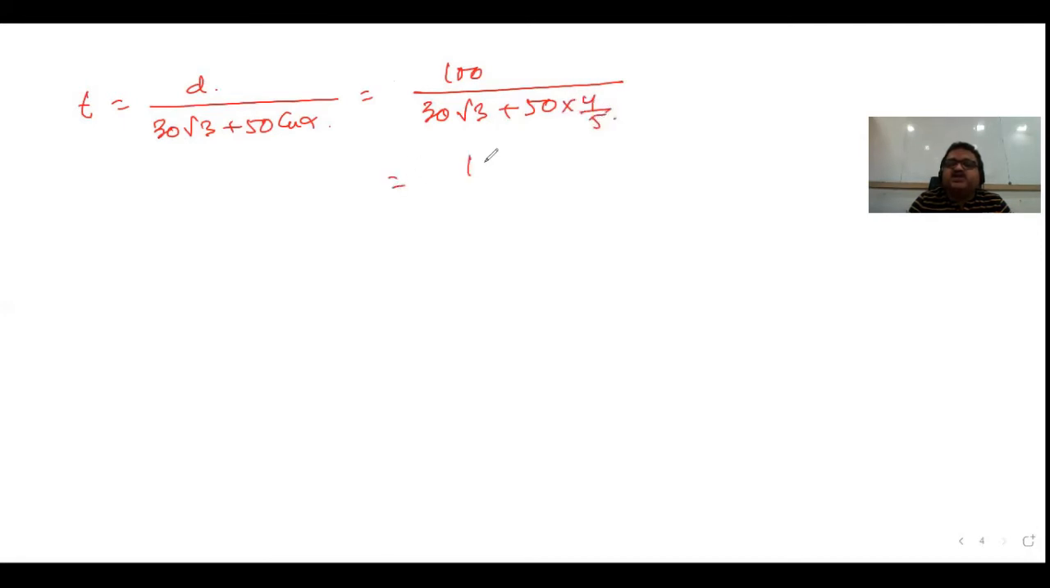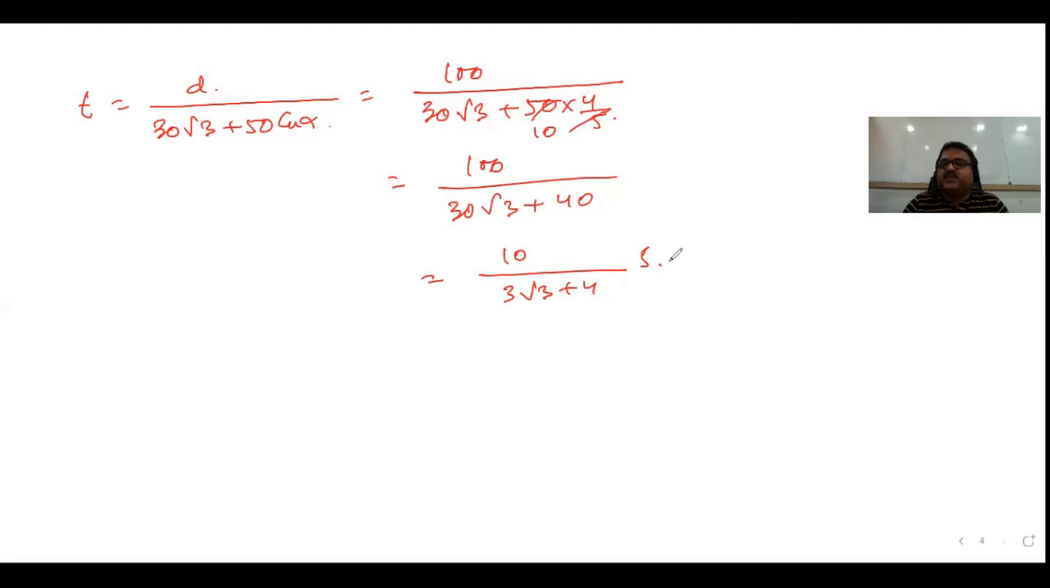If we do the calculation, 100 divided by 510, that is what? 30 root 3 plus 40. Okay, you can simplify it further. 10, this is 3 root 3 plus 4 seconds. So after this time, they will collide. Okay. So let's solve another problem.